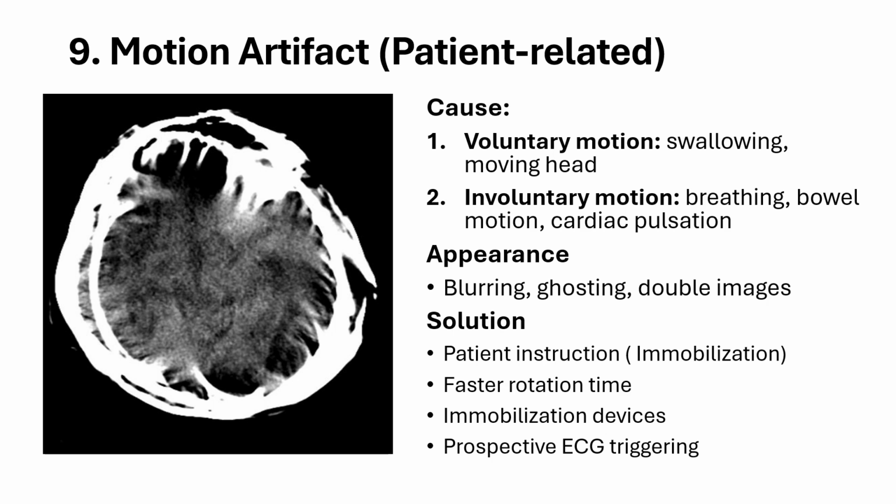Now the motion artifact. Motion artifacts result from the patient motion, breathing or cardiac pulsation. Patient motion is the voluntary motion, and the involuntary ones are the breathing, cardiac pulsation and bowel motion. So these are the causes of motion artifact, and its appearance is the blurring, ghosting or double image formation. As we can see in this head CT image, there is blurring, ghosting and also the double image formation, and the solution is the patient instruction to immobilize, faster rotation time, immobilization devices and prospective ECG triggering or gating.